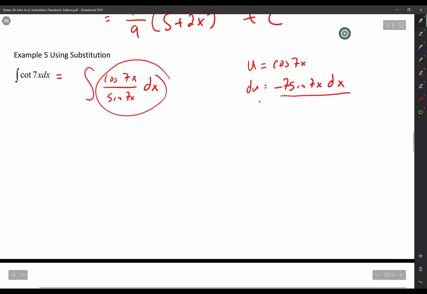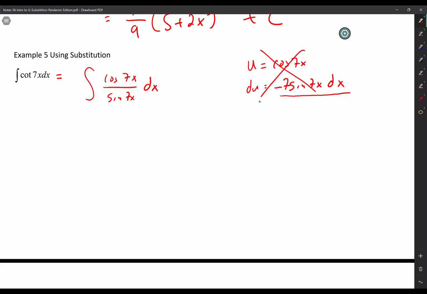So this is not the right idea. Well, it's the right idea, but this is not the right u-substitution. So let's try the other one. So now you can write. So look, this is the correct one. u has to be sine 7x. Why? Because du is going to be equal to 7 cosine 7x dx. If you don't like doing it in 1 step, do it in 2 steps. It's not a big deal.